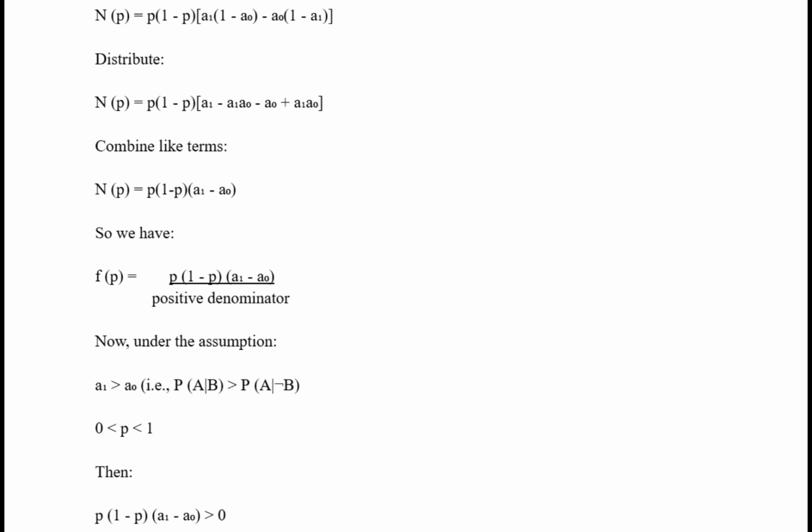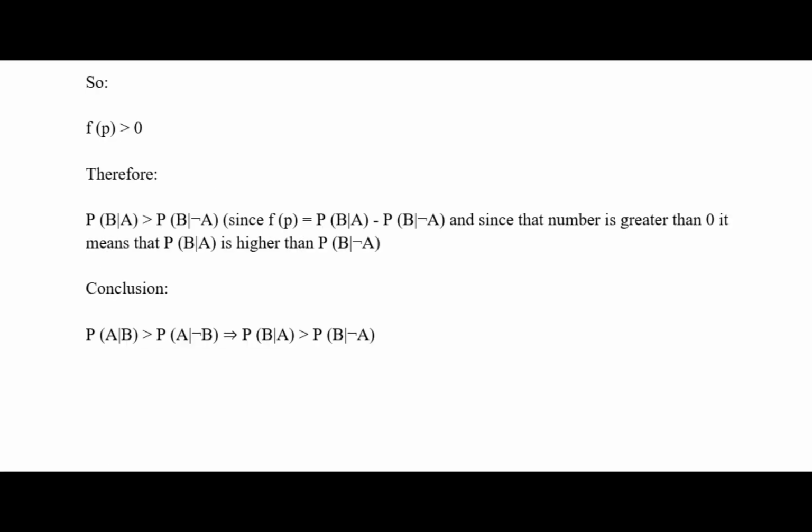Now, under the assumption that a1 is greater than a0, i.e. the probability of a given b is greater than the probability of a given not b, which is our if statement, and we assume that p is between 0 and 1, so the prior probability of b is between 0 and 1, then it would follow that p times (1 minus p) times (a1 minus a0) has to be greater than 0. And so that would mean that f of p is greater than 0.